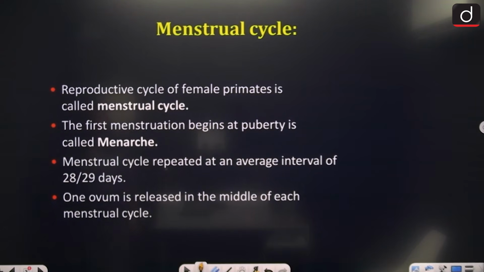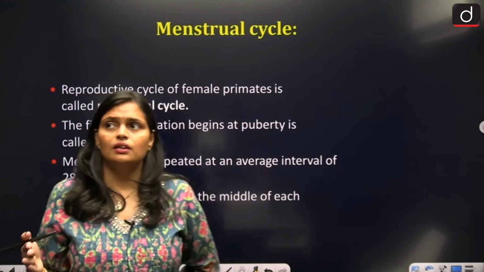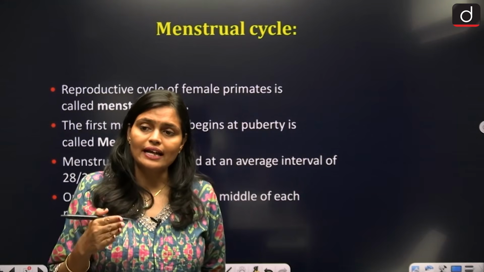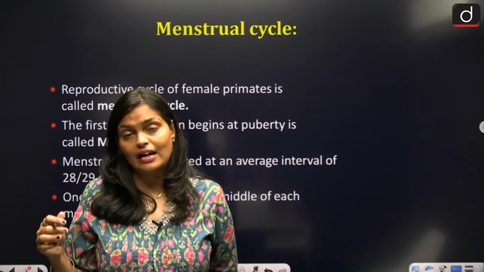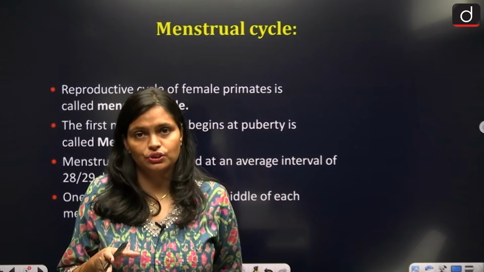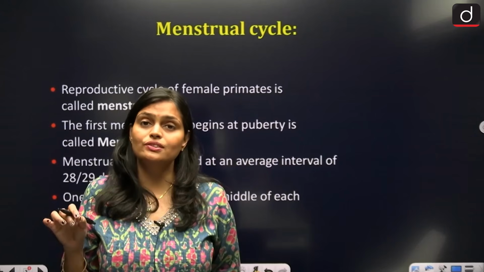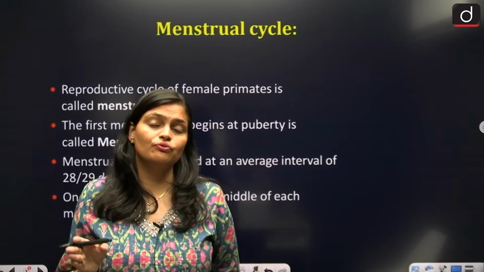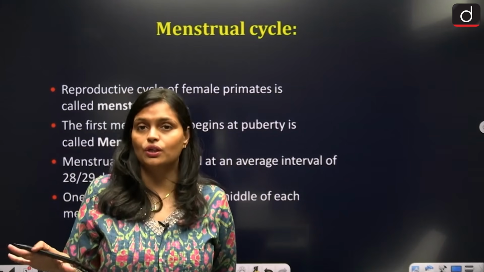And also, when oogenesis starts, it is not that it gets complete at the embryonic stage. It just halts the division at a particular stage. Which stage does it halt? Meiosis 1. In meiosis 1, at prophase 1, at the diakinesis phase, it halts the division.